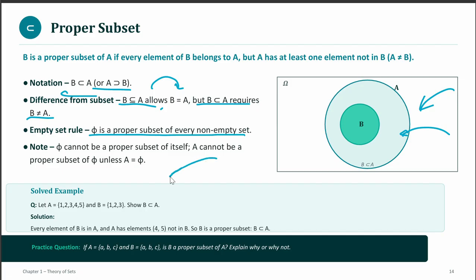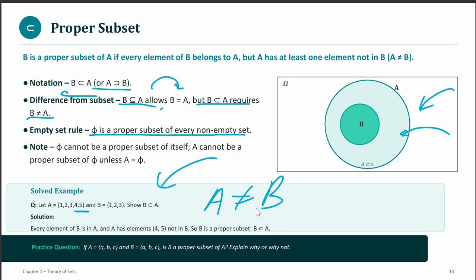Okay, let me explain it to you through this example. If you see here, A is equal to {1, 2, 3, 4, 5} and B is equal to {1, 2, 3}. Now, although every element of B belongs to A, there are also some elements in A which do not belong to B, like 4 and 5. And that is the condition for proper subsets, that A should not be equal to B, that all the distinct elements should not be equal. Therefore, B is a proper subset of A.